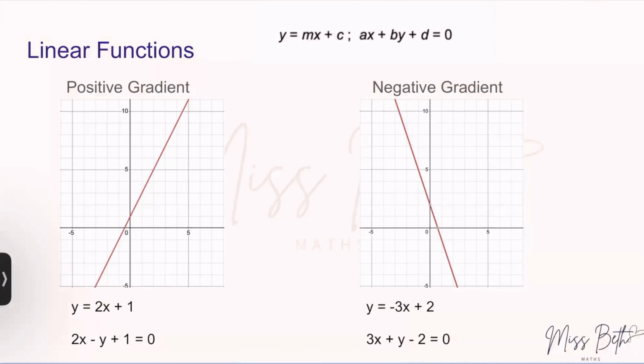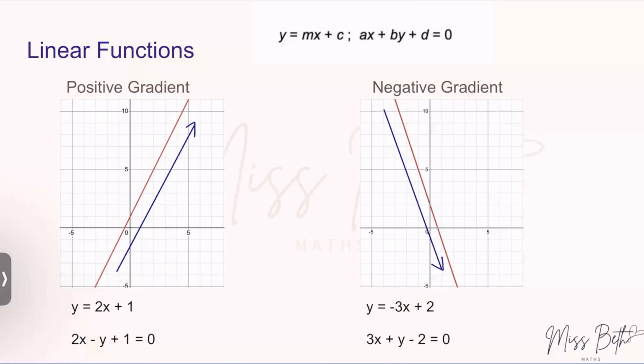Okay, so linear functions, we can have a positive gradient, we can have a negative gradient, okay? So the key bits to remember, your positive gradient goes in an upwards direction, okay? So looking from left to right, it will go in an upwards direction. Your negative gradient is basically the opposite of that. So from left to right, it goes in a downwards direction.